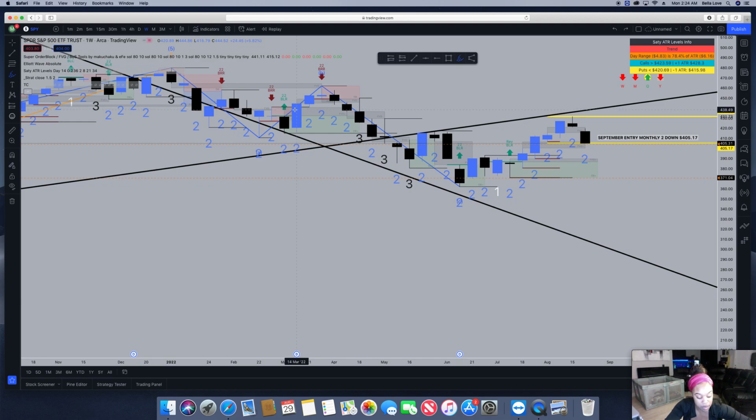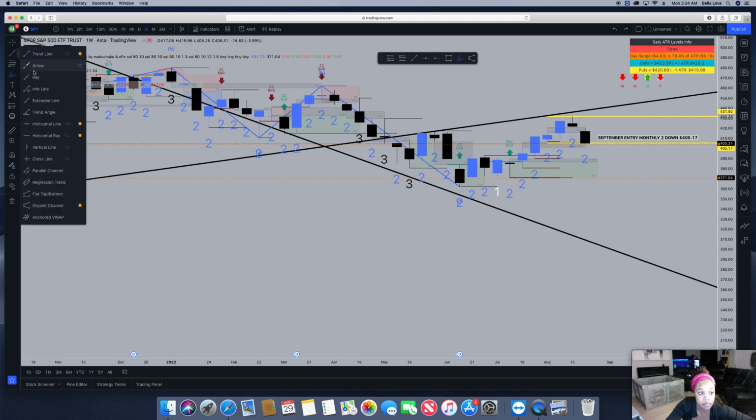On the weekly chart, you guys can also see that it is a 2 down on the weekly. So I'm going to mark my targets for the week. 405 can also be a weekly entry. First target can be here.